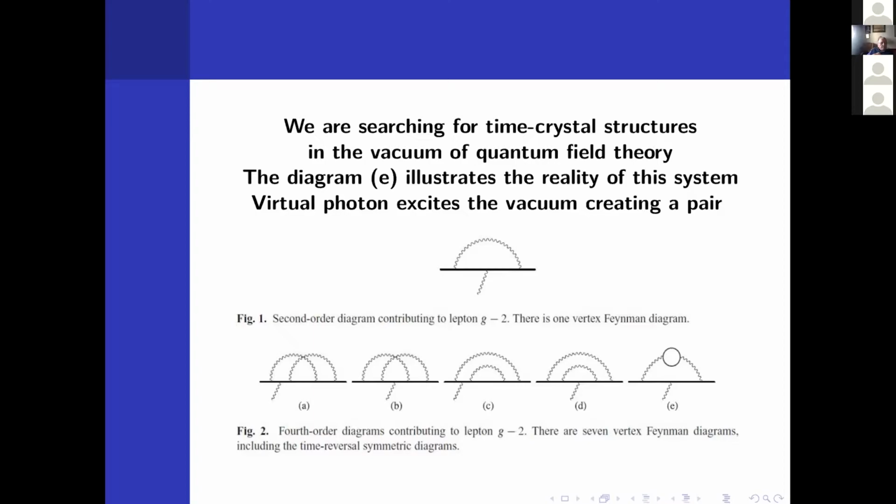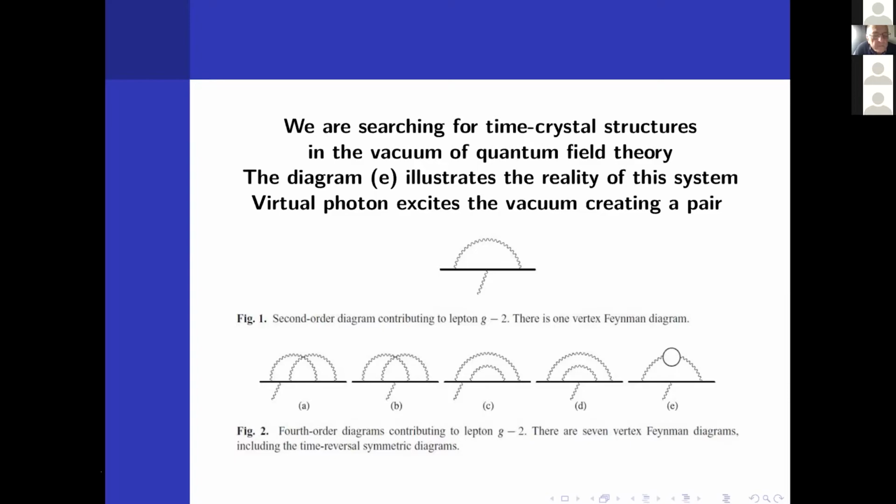And here is, for example, the low order contribution to the anomalous magnetic moment of the electron. And these are the diagrams, and the diagram E here, the furthest to the right, contains an explanation. A photon may hit the vacuum, and the vacuum produces a pair. And this is how it all proceeds.